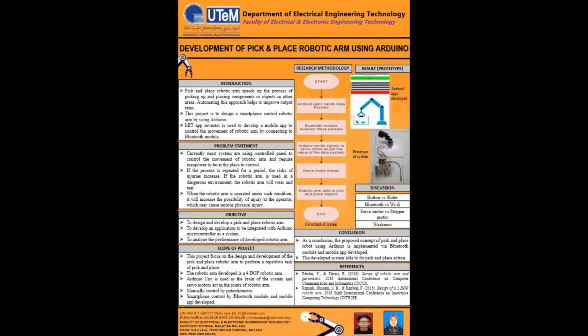For the problem statement, currently most systems are using control panel to control the movement of robotic arm. It will require the manpower to be at the place to control. If the process is repeated for a period, the risks of injuries increase. If the robotic arm is used in a dangerous environment, for example, when the robotic arm swings substantially, the robotic arm will wear and tear. When the robotic arm is operated under such conditions, it will increase the possibility of injury to the operator, which may cause serious physical injury.